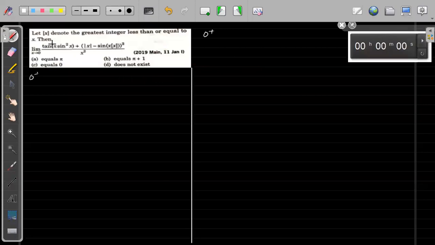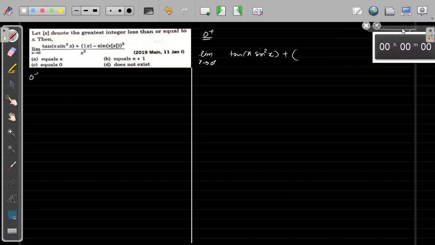Now again, this question cannot be solved by your very commonly used L'Hopital's rule, because L'Hopital's rule is not defined for operators like the modulus operator and greatest integer. So let's see for 0 plus. First, I will transform the question for 0 plus, because there is a greatest integer and all. So I will calculate the 0 plus value. So limit of x tending to 0 plus, this is tan of pi sine square x, plus, where 0 plus means 0 plus. Just wait.